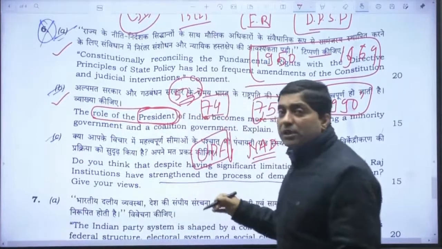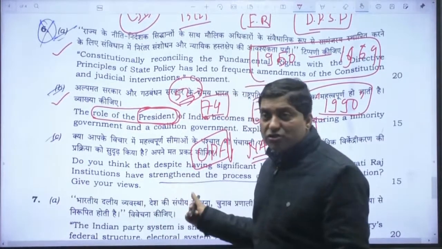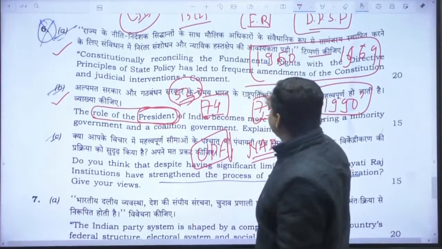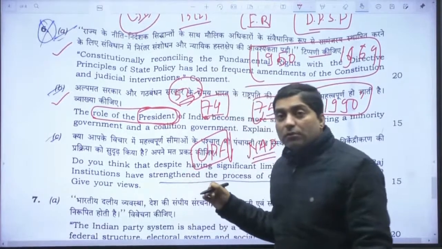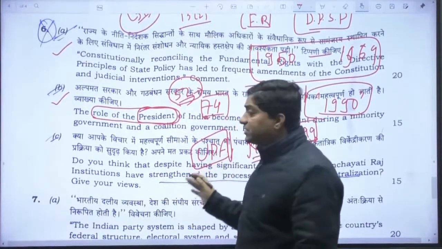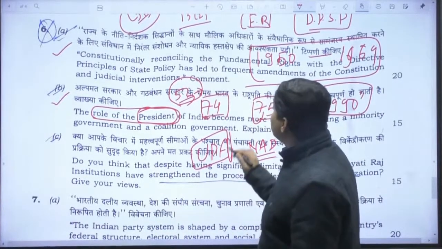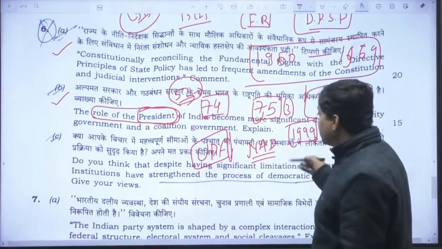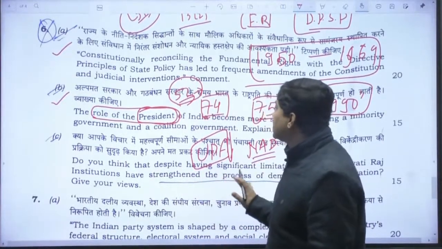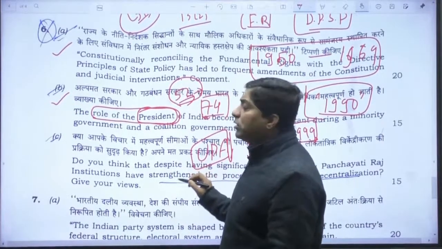If you look at the history of the President, it was Neelam Sanjeeva Reddy who invited Charan Singh to form the government. Similarly, when Prime Minister Indira Gandhi died, Giani Zail Singh used his discretionary power to appoint Rajiv Gandhi as Prime Minister. So during a hung parliament, that means a minority or coalition government, the role of the President becomes discretionary. Otherwise, the role of the President is very much dependent on the council of ministers.